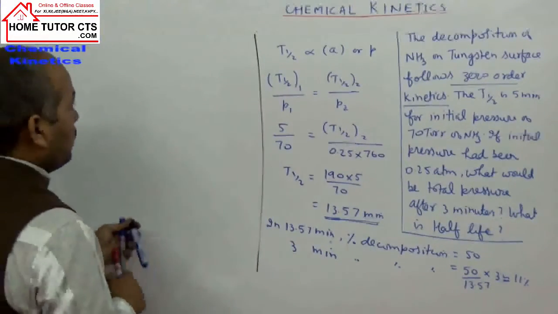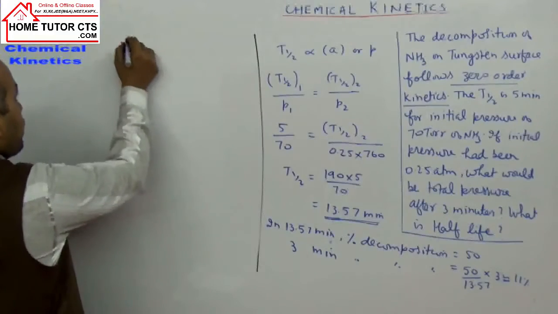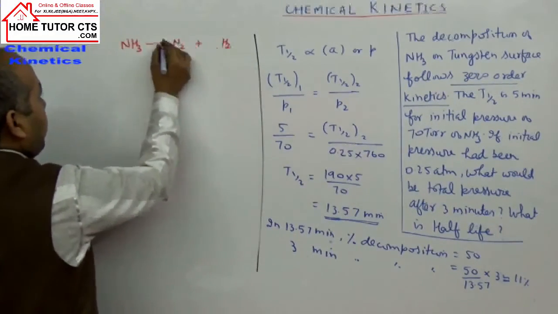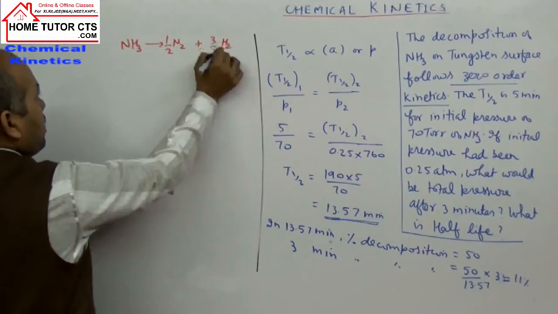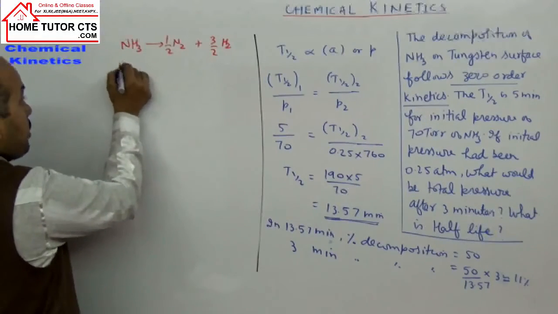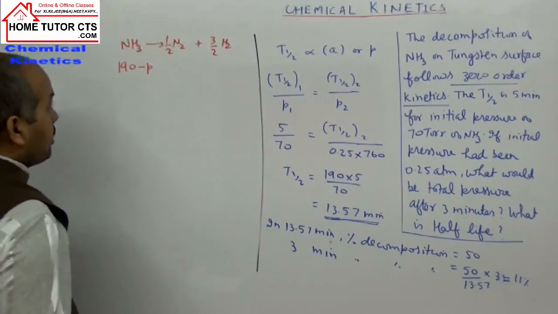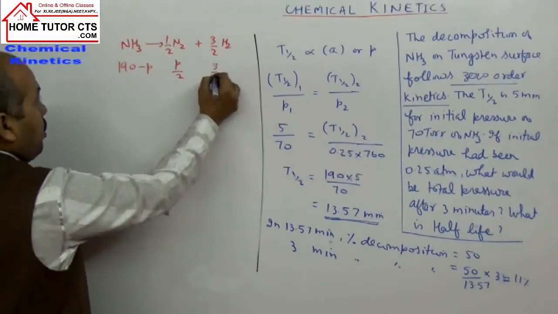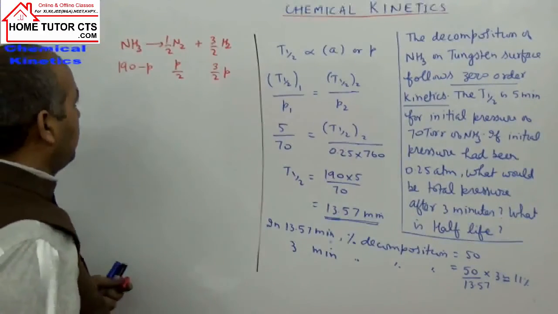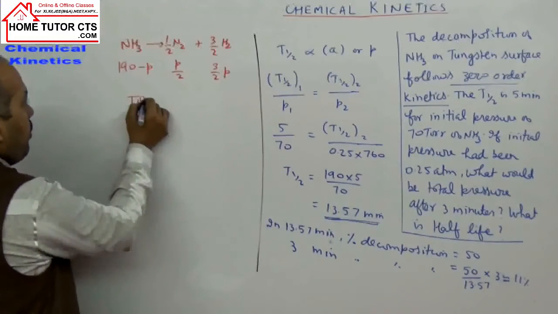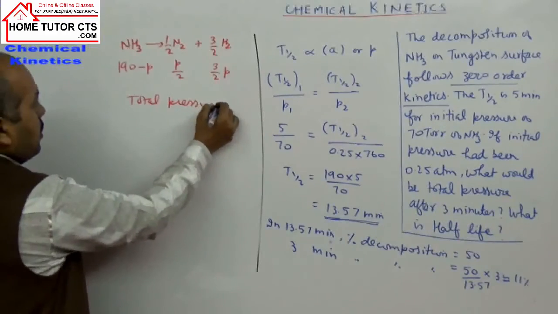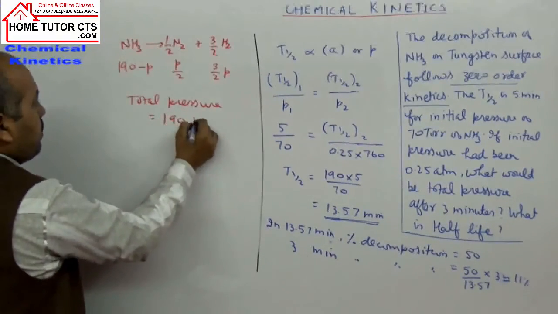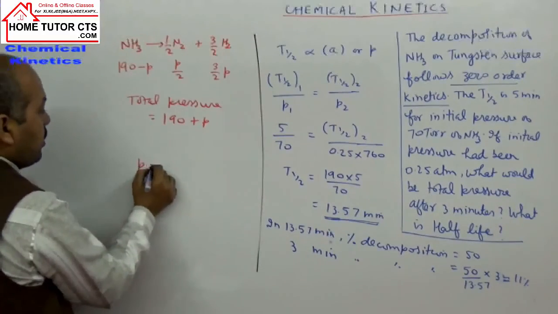Now when the ammonia decomposes as per reaction, it gives N2 gas plus hydrogen gas. Balance कर लेंगे: 1/2 N2 and 3/2 H2. So suppose initial pressure is 190, decreasing pressure is P. They give how much pressure of N2 gas? P/2, and for hydrogen 3/2 P. So total pressure will be how much? Add कर लीजिए this plus this plus this, coming 190 plus P.